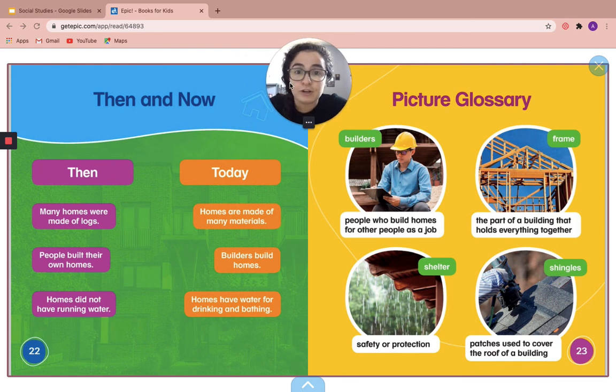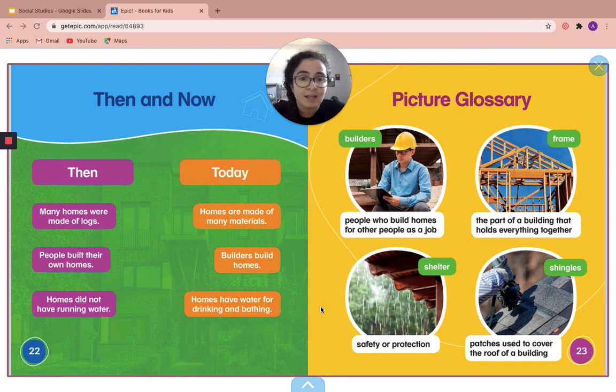All right, we are all done reading, but there's this last page that says then and now. So I'm first going to read the then column. So then. Many homes were made of logs. People built their own homes. Homes did not have running water. And now I'm going to read the today column. Today, homes are made of many materials. Builders build homes. Homes have water for drinking and bathing. That's pretty cool to learn. Oh, and here are the 4 vocabulary words.